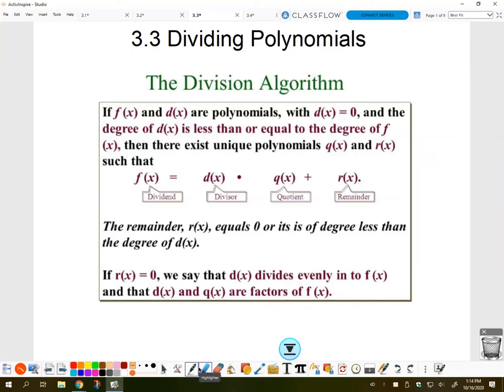Alright, so lesson 33, we're going to talk about dividing polynomials. So this division algorithm, it looks scary, it's really not. All it's saying is that you can take a polynomial, divide it by another polynomial, get another polynomial plus a remainder. It's really just saying you can divide polynomials, but you may get a remainder.